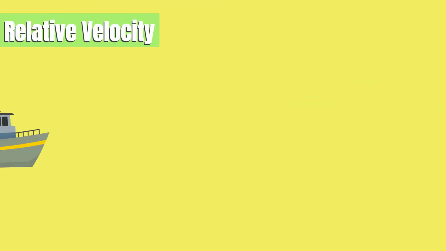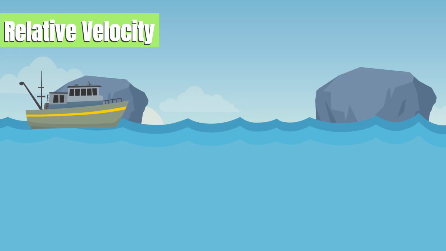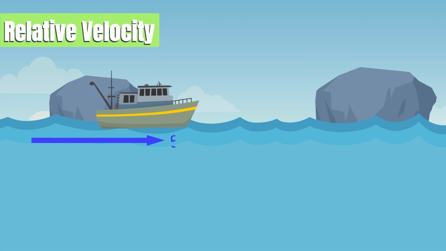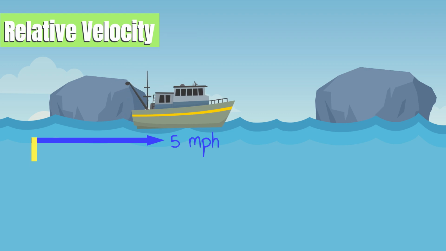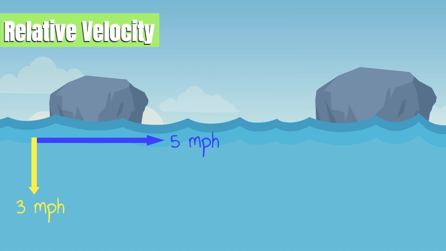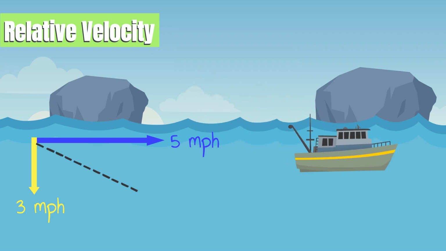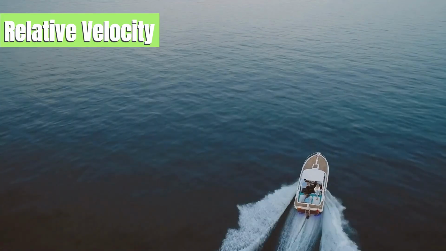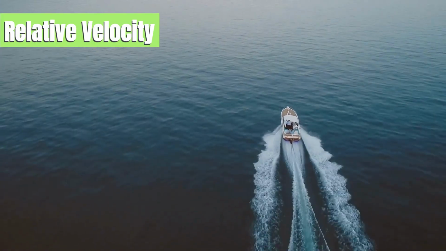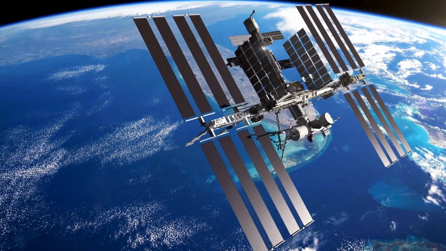Relative velocity: boats and rivers. Another fun scenario. A boat is crossing a river with a current. The boat heads straight across at 5 miles per hour, but the river flows at 3 miles per hour downstream. What happens? The boat's actual path is diagonal due to the combination of these velocities. To find the boat's real motion, we add the velocity vectors. This concept helps us understand everything from swimming in a current to navigating spacecraft in orbit.